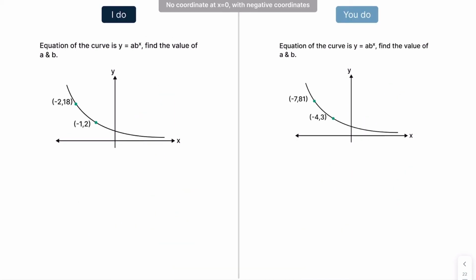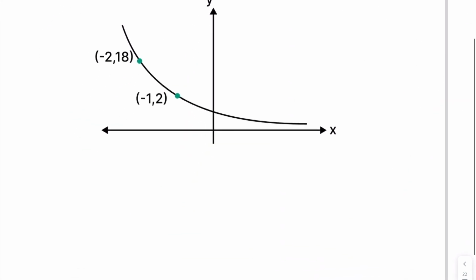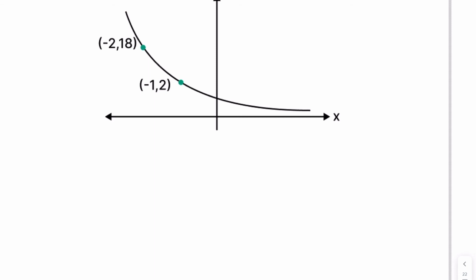So now we're looking at negatives. Again, things get a little bit trickier with indices when you have negatives involved. So we're going to start with (-1, 2). So y is equal to a b^x. So y here is 2. We have a, and then b to the power of minus 1. And then we have (-2, 18).